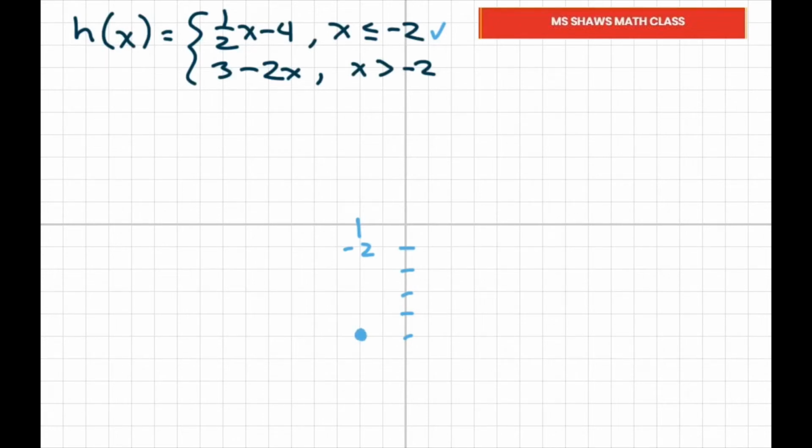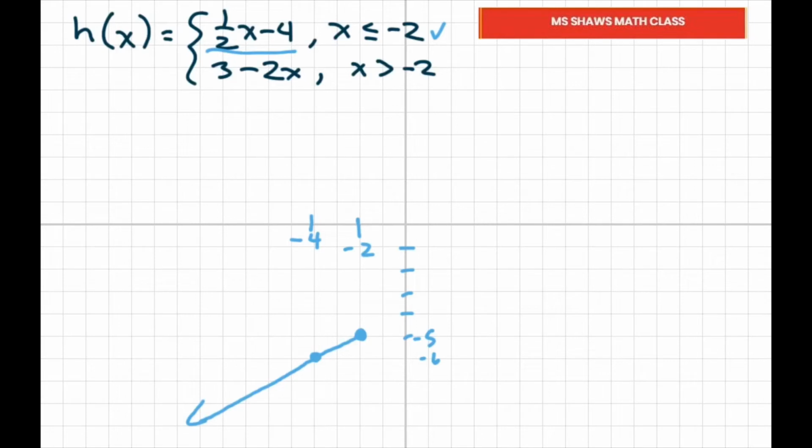Now the slope is 1/2. So you don't really have to plug in anything more, just go down 1 over 2. At -4, that would be -2 minus 4, which is -6. So this is -5, -6. You can either just plug in points or just graph it on the left side of -2. These are all the numbers left of -2 here, like that.